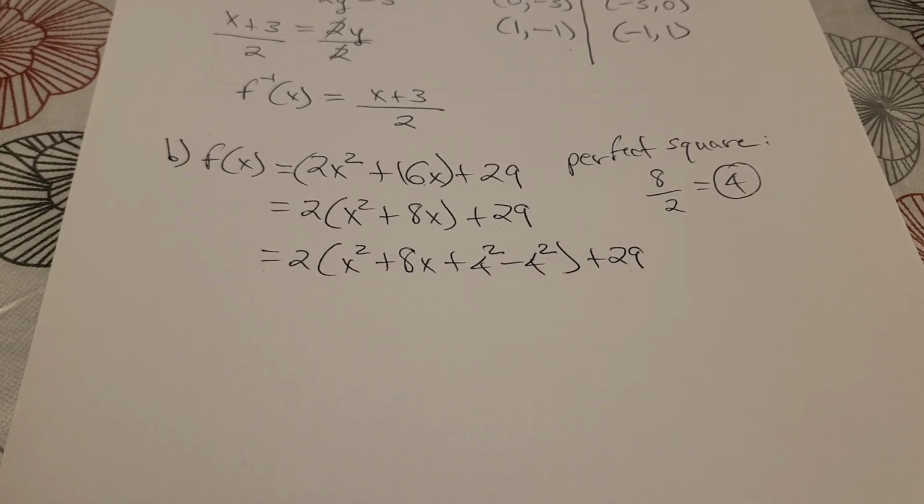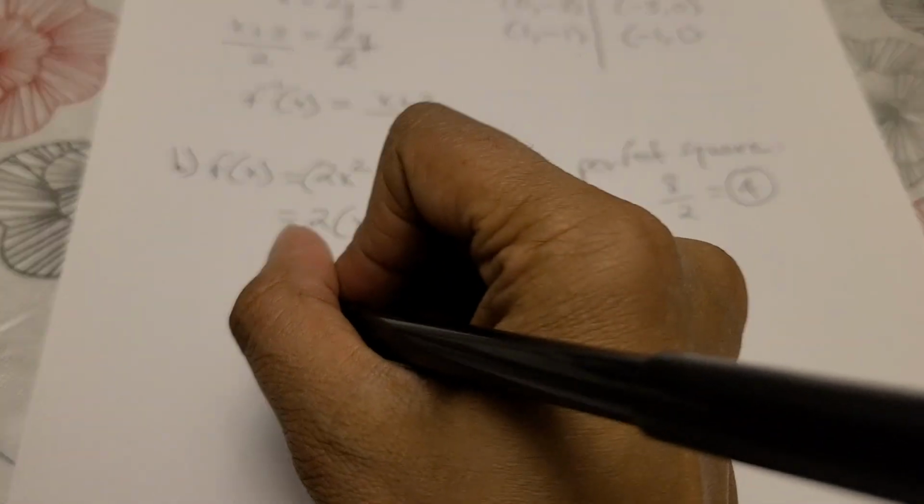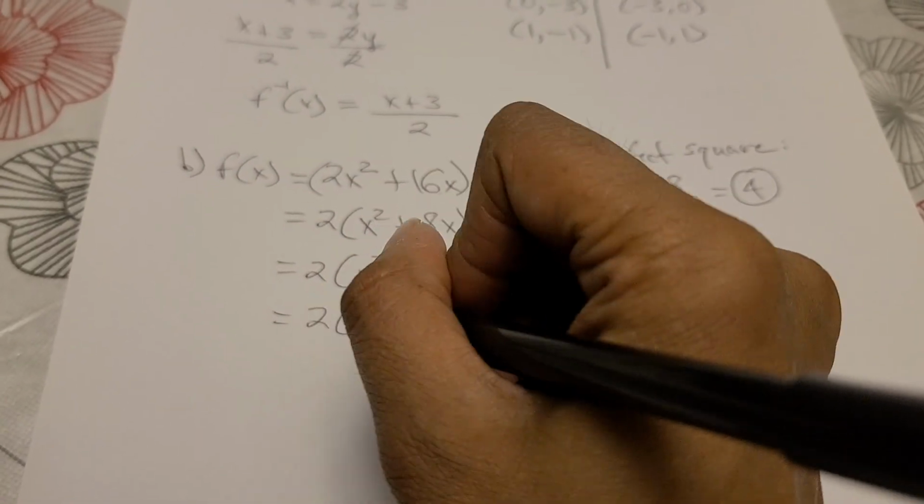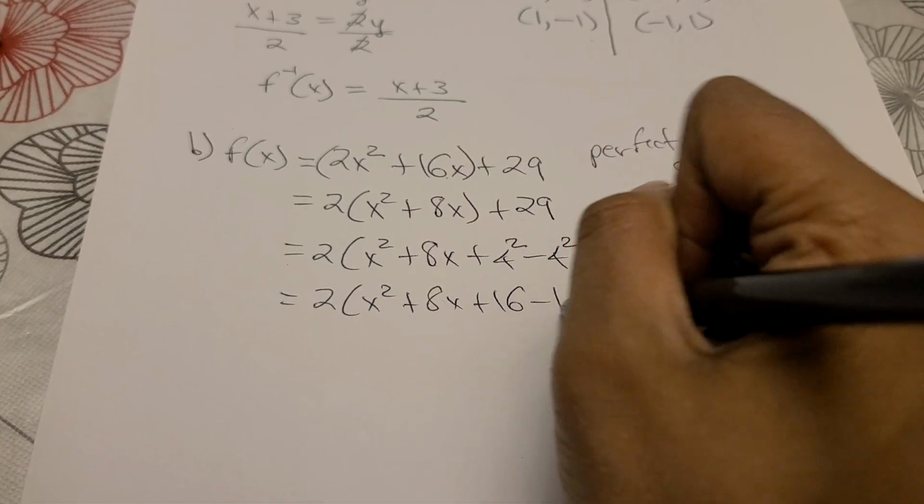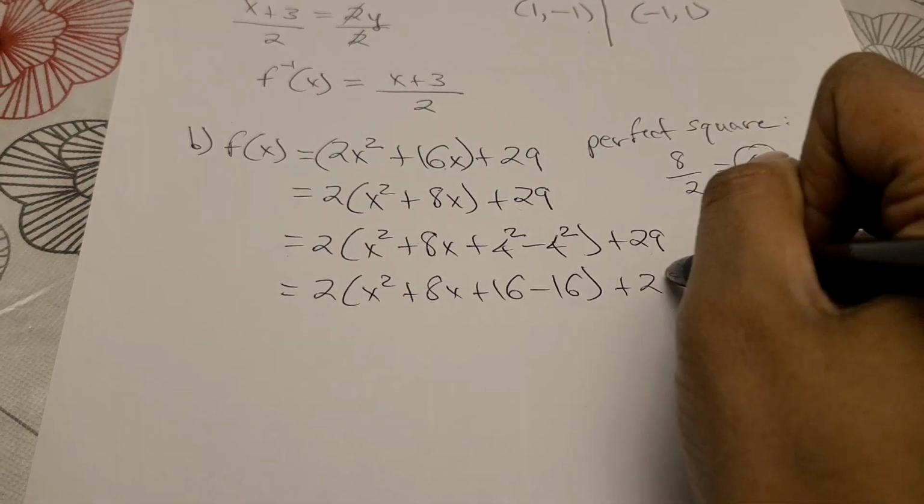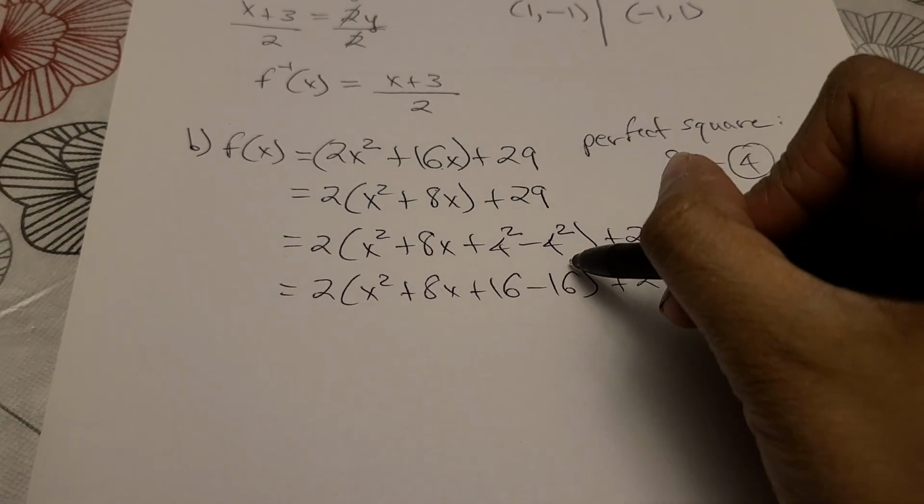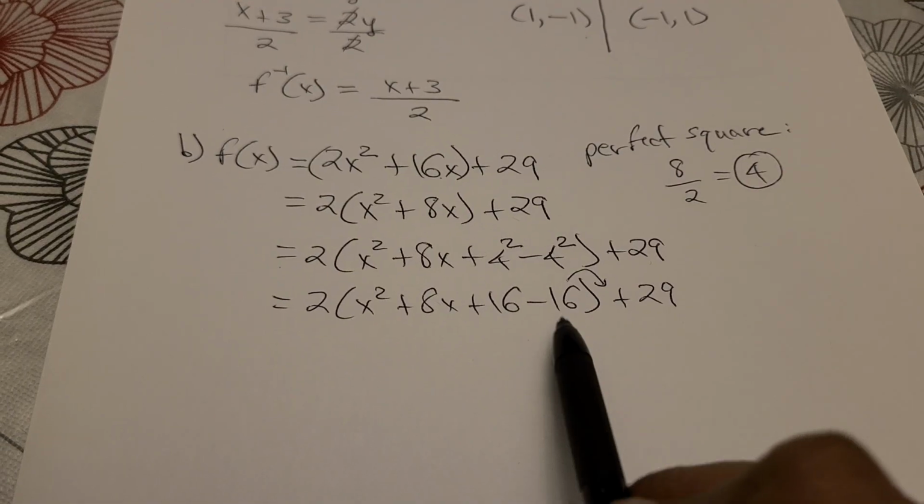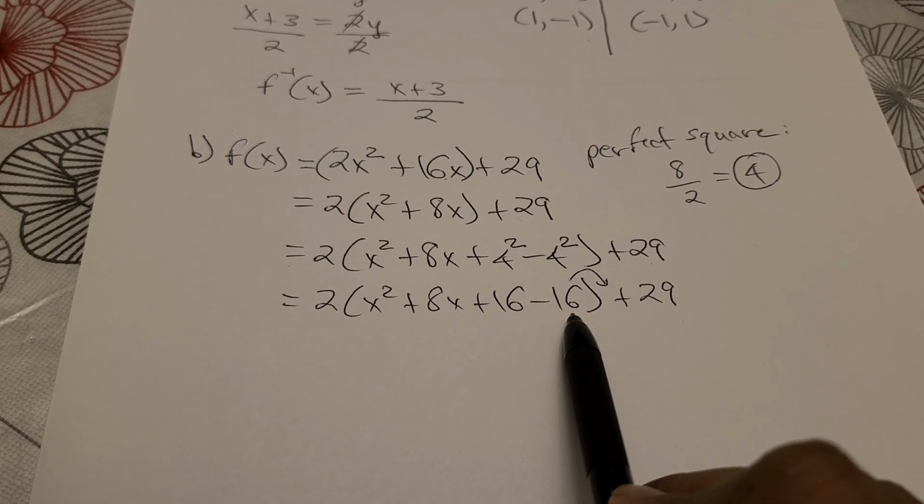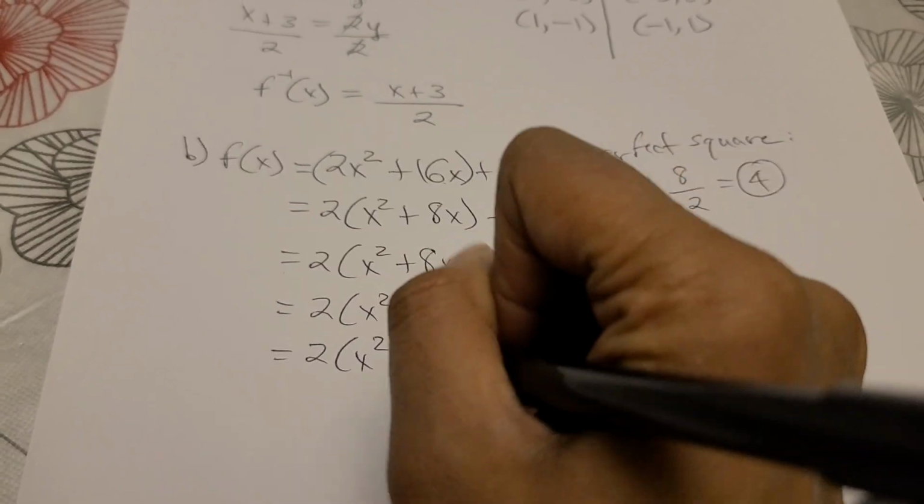You see that? Of course, you can skip some steps. I'm not going to skip it right now. And x squared plus 8x plus 16 minus 16 plus 29. And whatever this negative perfect square is, you're going to take it outside. However, when you take it outside, make sure you're doing negative 16 times 2. Right? So let's write one step here.